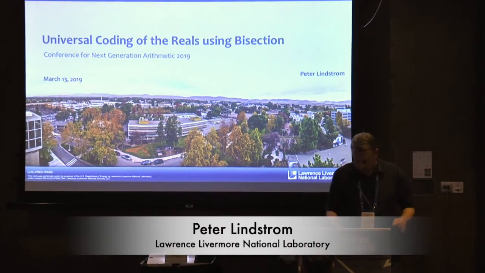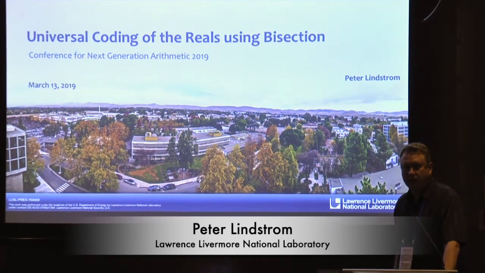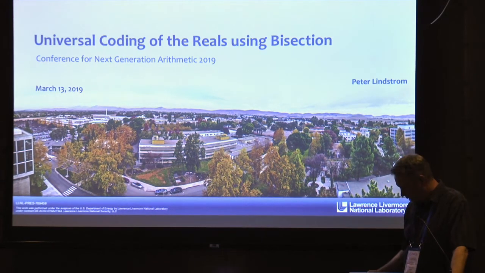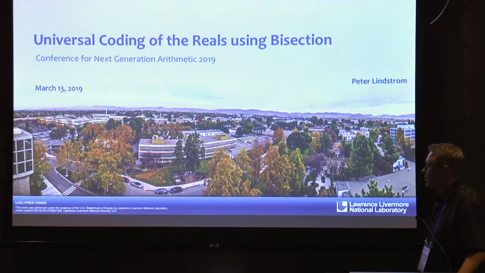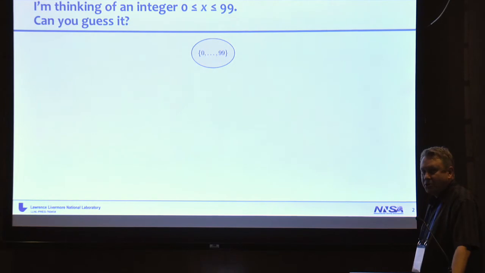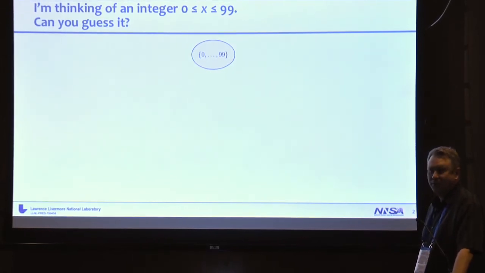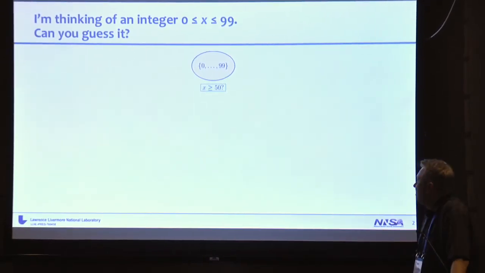Thanks, John. Okay, as John alluded to, I gave a talk at CoNGA last year, and what I'm presenting this year is essentially an extension of what we presented last year. So some of you, if you were here last year, might recognize some of these slides. I wanted to start with a simple exercise here. I'm thinking about an integer number between 0 and 99. Anybody care to make a guess? No one? 50? Wow. What a coincidence.